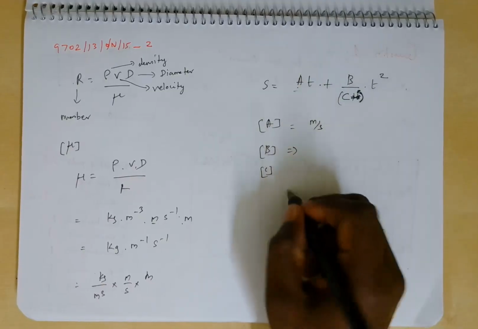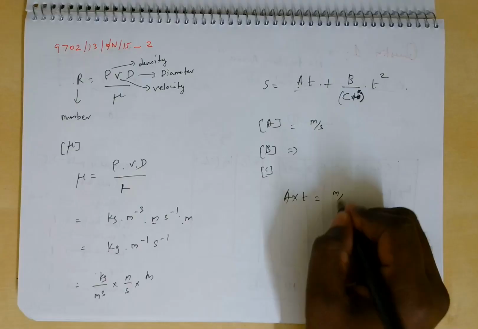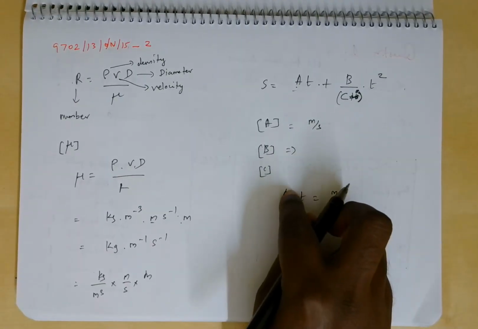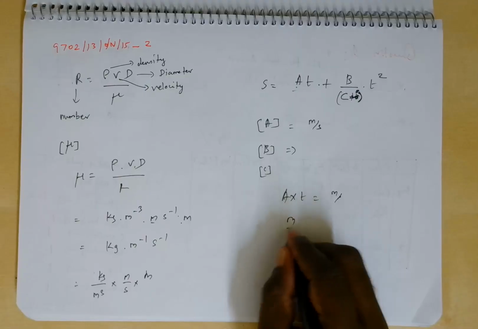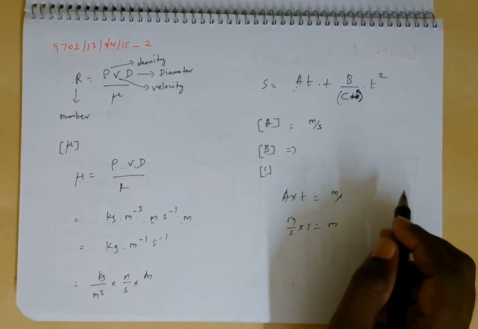Okay, let's say that A into T, you should have meter. So we have second. What is the possible value of A? You will get meter per second, then multiplied by second, so you will get meter. So A is meter per second.